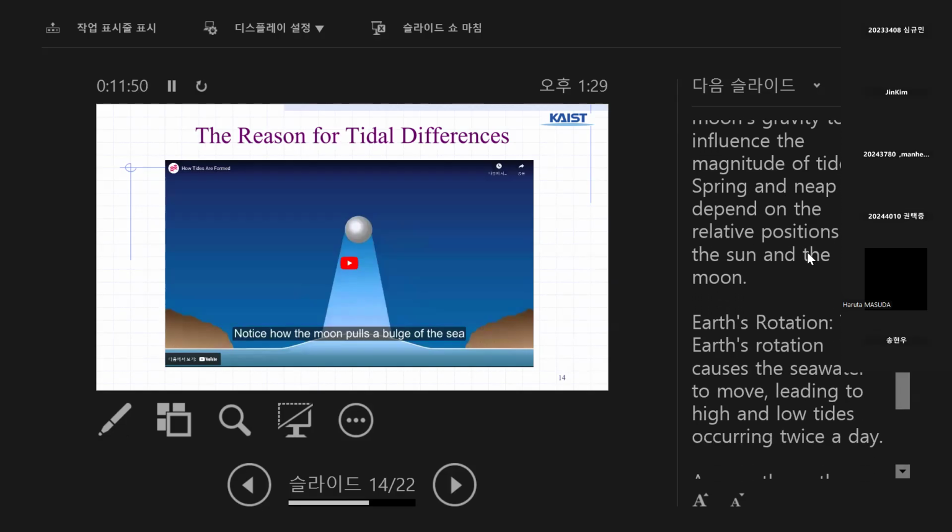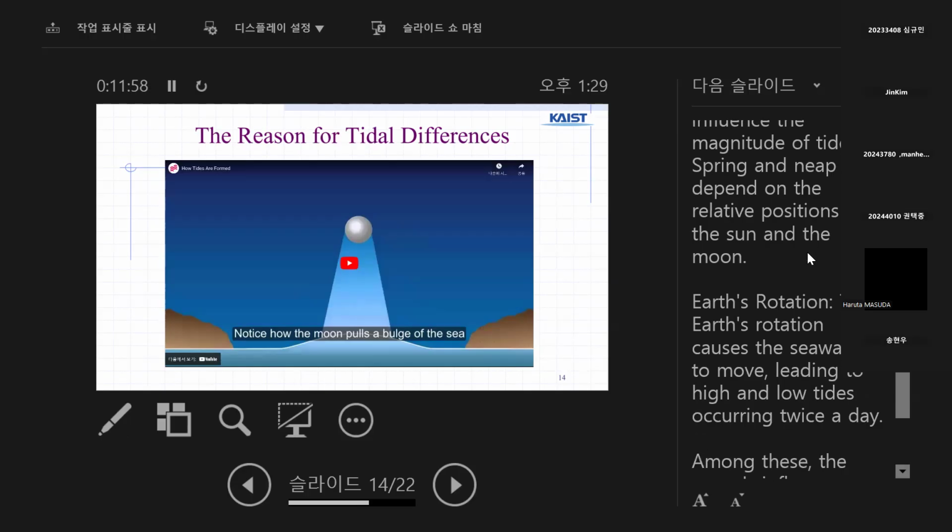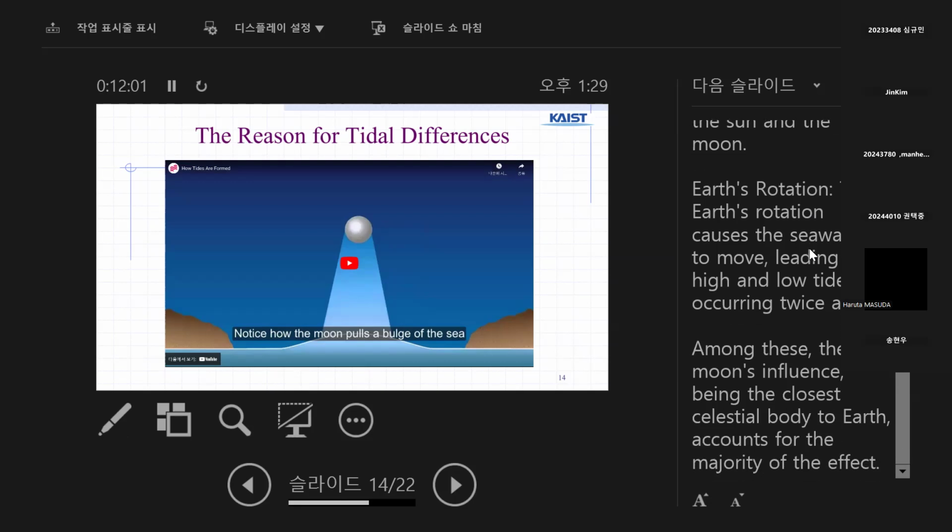The last one is the Earth's rotation. The Earth's rotation causes the seawater to move, leading to high and low tides occurring twice a day. Among these, the moon's gravity effect is the biggest.